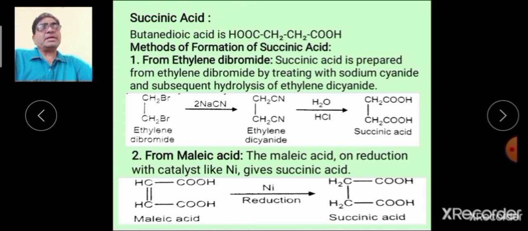The second method of formation is from maleic acid. On reduction, this bond is reduced, and therefore succinic acid is formed. This reduction is in presence of nickel.